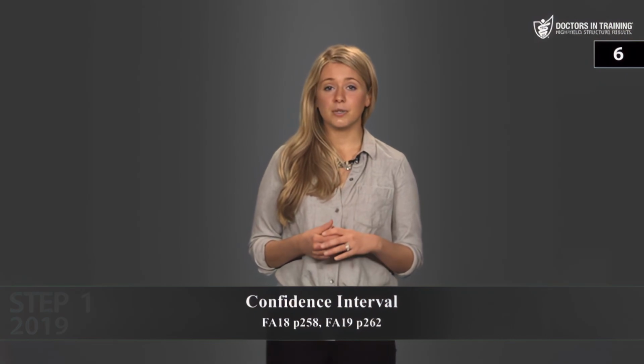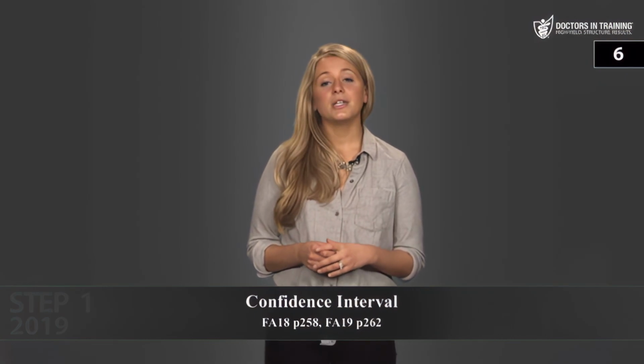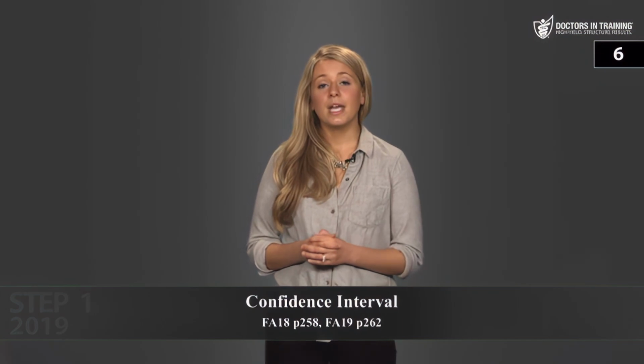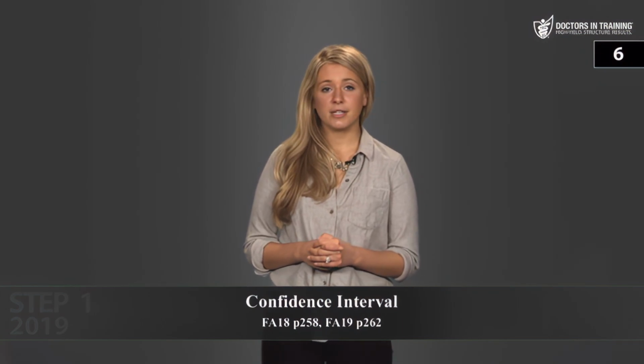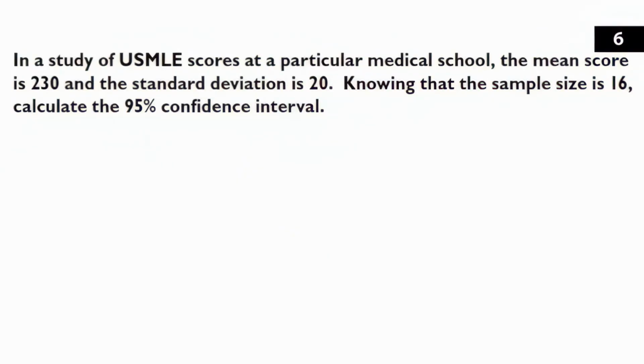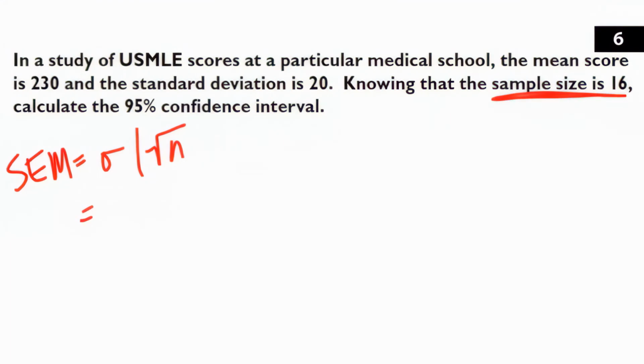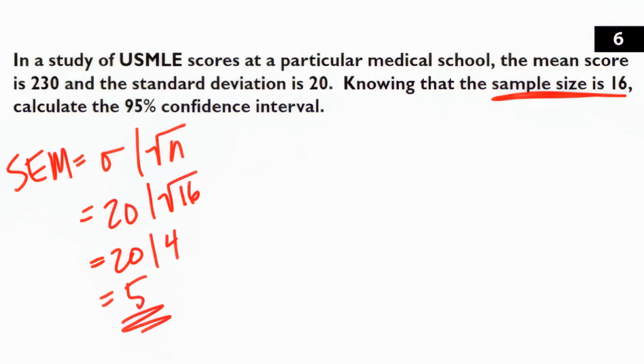Next. In a study of USMLE scores at a particular medical school, the mean score from a random sample of 16 students is 230, and the standard deviation is 20. Calculate the 95% confidence interval. Okay, so first we need to calculate the standard error of mean. To get the standard error of mean here, take the standard deviation divided by the square root of the sample size, which is 16. So we take the standard deviation of 20 and divide it by the square root of 16. That becomes 20 divided by 4, which equals 5. So the standard error of mean is 5.